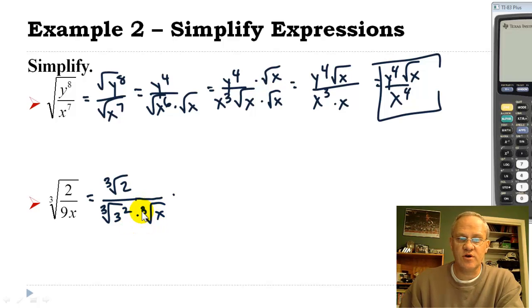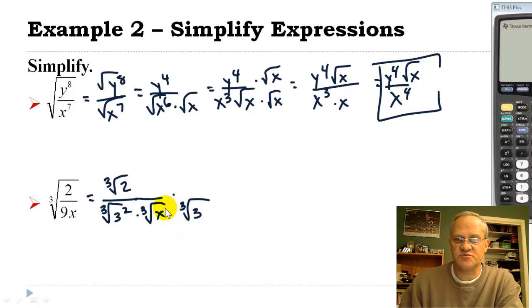Okay, so remember our rule there. We're going to multiply by the same index, so it's going to be 3. But to get rid of this part here, what do we have to do? Multiply by 3 to the power of what? 3 minus 2, which is 1. I'm not going to write the 1 there, but just the 3.